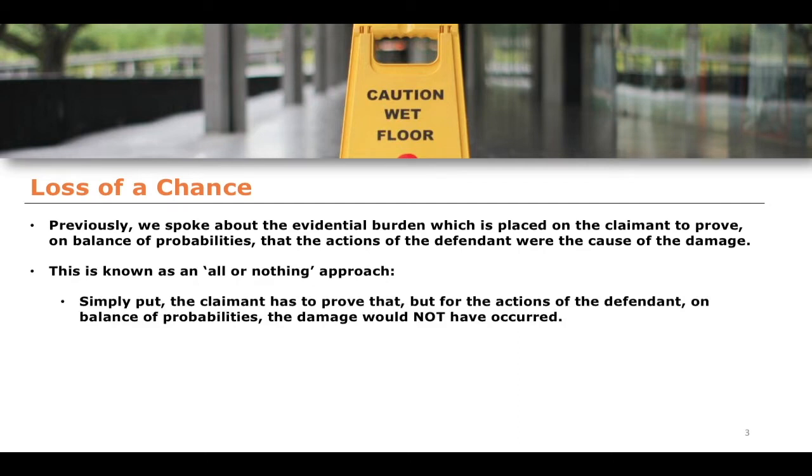Essentially, the claimant has to prove that, but for the actions of the defendant, on the balance of probability, the damage would not have occurred. So it's a particularly high standard. You have to essentially invite people into a hypothetical world where the breach of a duty of care had not happened, and examine what the factual circumstances were. If in that hypothetical possible world the claimant still suffered damage, then you would conclude, therefore, that it was not the actions of the defendant that caused the damage. It was some other thing.